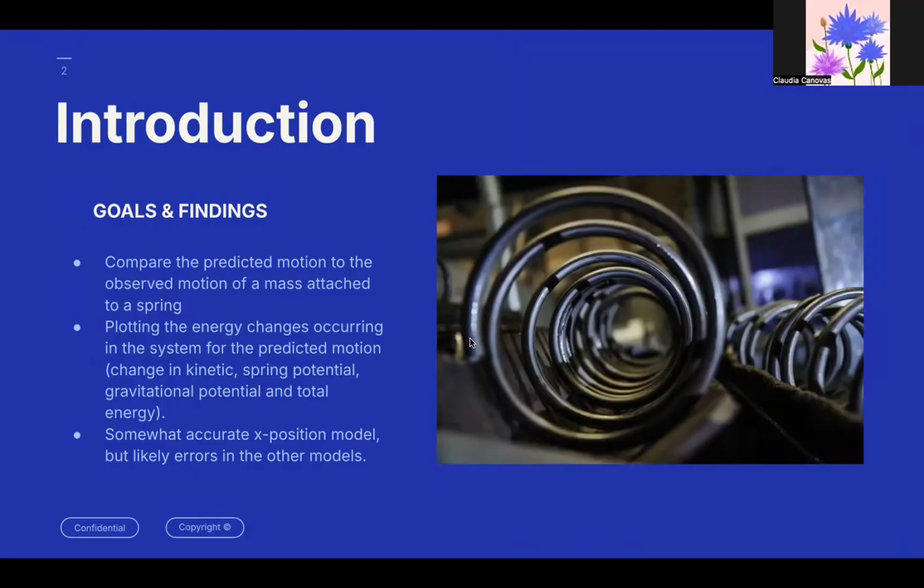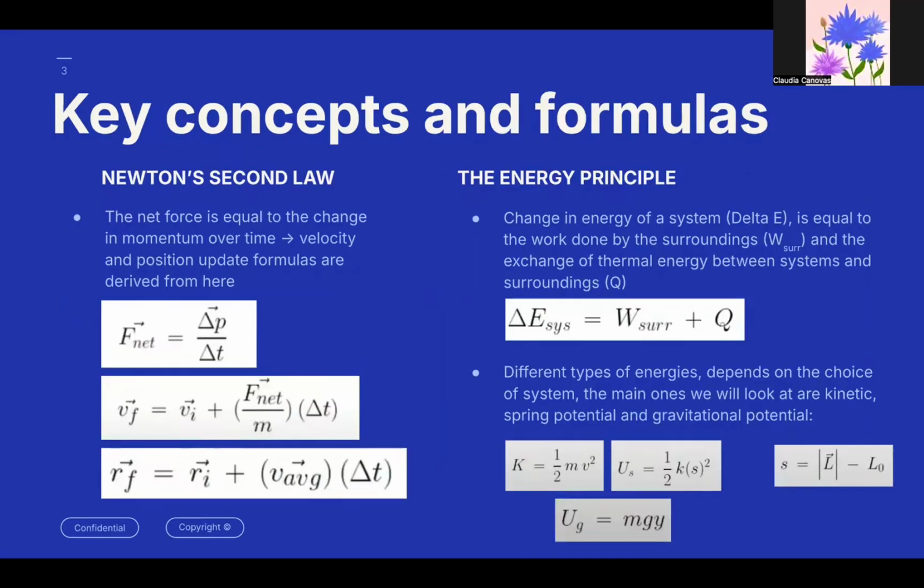So the main goals of this lab were to compare the predicted motion of a mass attached to a spring to its observed motion. This was done by plotting the energy changes occurring in the system for the predicted motion, so the change in kinetic, total energy. Overall, there were some errors in the experiment, with a somewhat accurate X position model when comparing the observed to the computational prediction. So what were the key concepts and formulas involved in this lab?